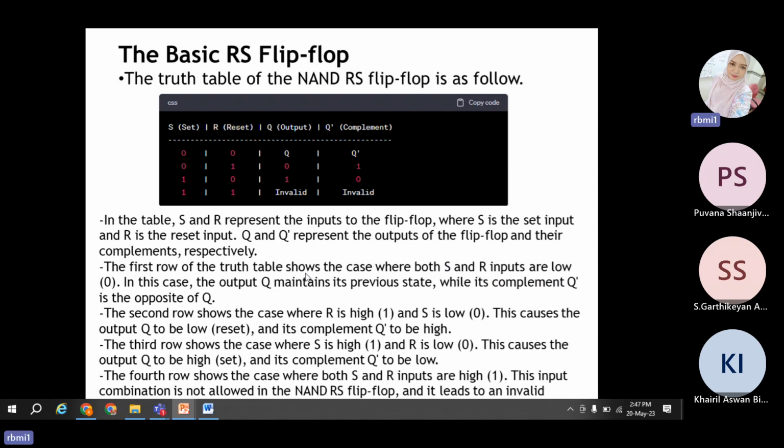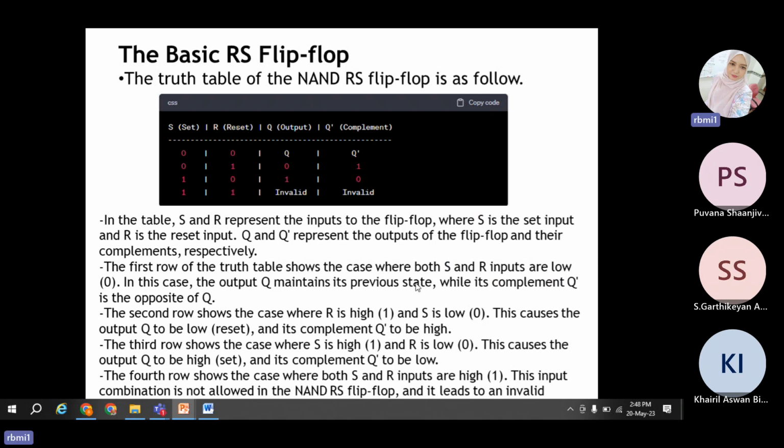The first row of the truth table shows the case where both R and S inputs are low. This is one low and one high, the second and third rows, and the fourth is where both are high. This is the explanation here. The fourth row shows the case where both set and reset are high, and this input combination is not allowed in the NAND RS flip-flop. That is why we have an invalid output. Alright.